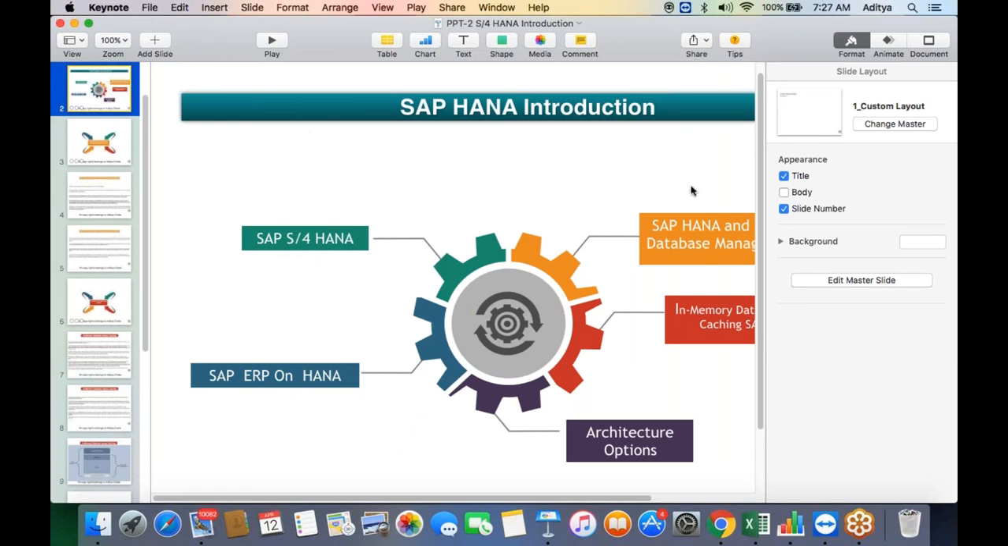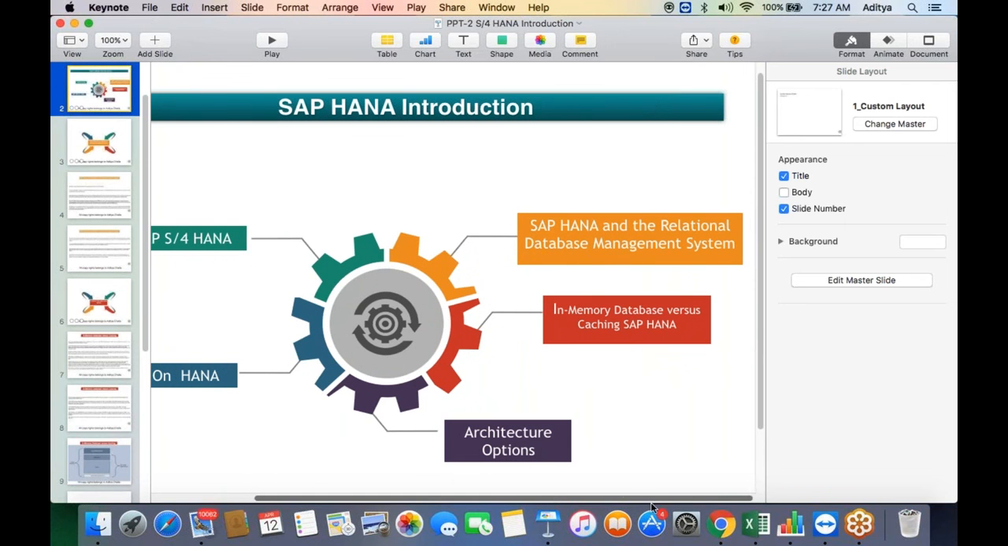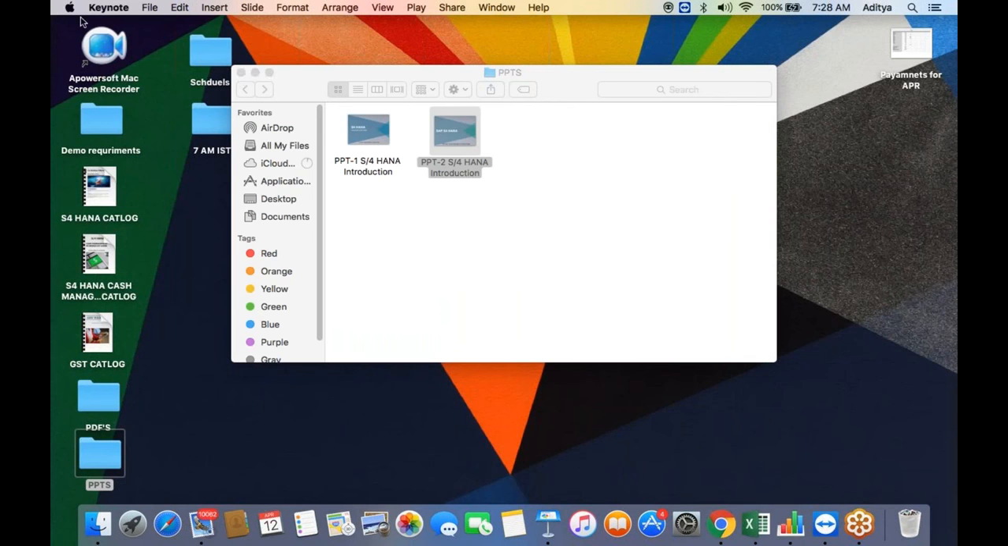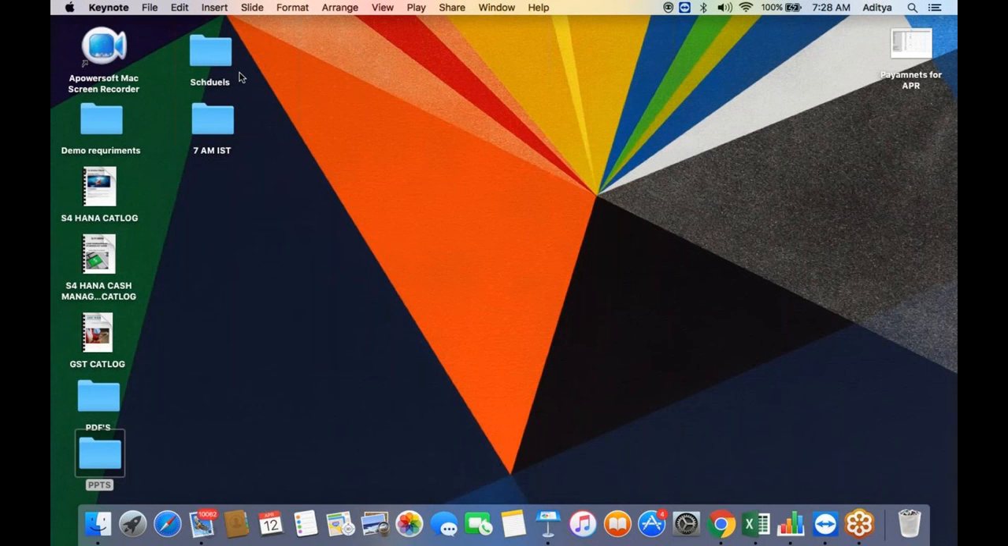So then we discussed SAP HANA and relational database management systems. What is the difference? And also in-memory database versus caching and architectural options. So these are all basics only. Once you understand these points, it is easy to understand the project scope. In the next step, these are all just revised one time, just for your knowledge. But we are not working on all these functionalities and we are not seeing any of them. So our main target is S/4HANA Finance.